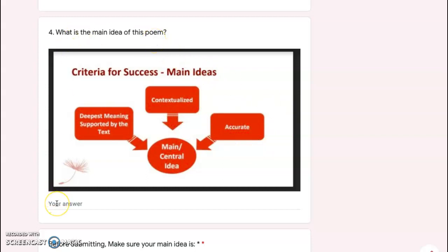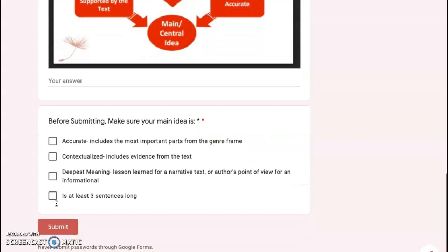Right here is your space to jot your main idea. Now, it looks like one line, but remember, just like we did in school, a main idea jot should be at least 3 sentences long. You can use this checklist to help you guide your main idea writing as you go. So check off these things as you include them in your main idea here, which should be at least 3 sentences long. All right, let's see some awesome main ideas.